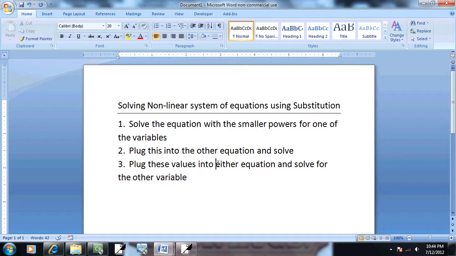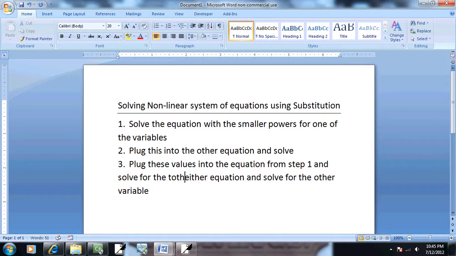Plug these values into the equation from step 1 and solve for the other variable.